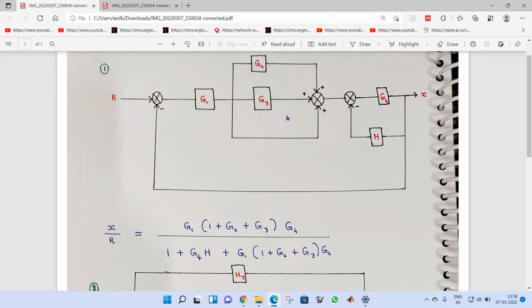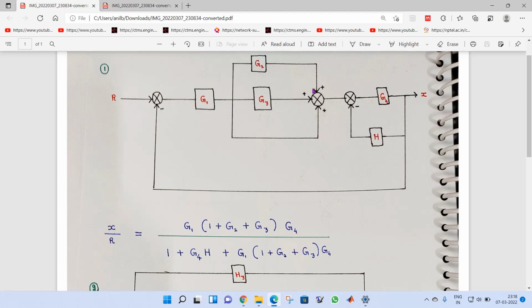Now coming to the overall loop. When we write the overall loop, whatever we have in the numerator will come here. See here, g1 times 1 plus g2 plus g3, into g4. I have written the same here: g1 times 1 plus g2 plus g3 times g4. And this is one overall loop, so we need to multiply with minus. So minus into minus is plus, which I have written here.